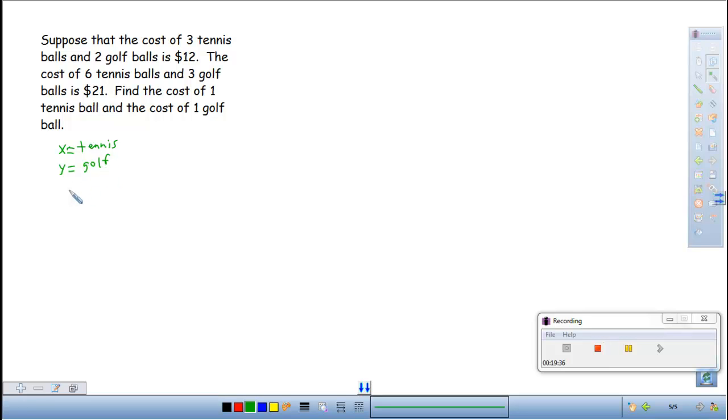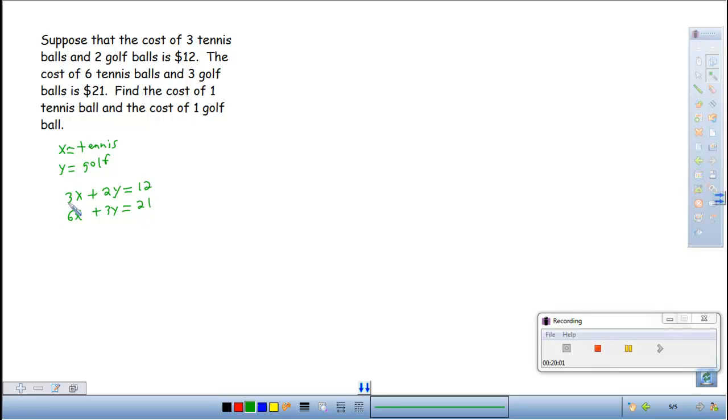So from the first given information, we have 3 tennis balls, and we bought 2 golf balls, and the total equals $12. And then in the second equation, we bought 6 tennis balls, and then we bought 3 golf balls, and the total of those equals $21. To me, this one will be easier to use elimination.